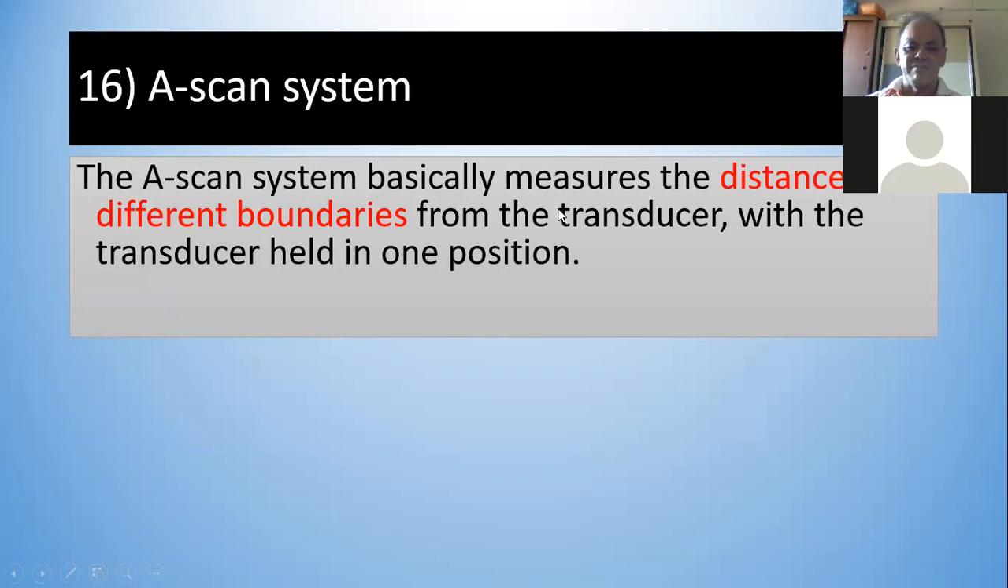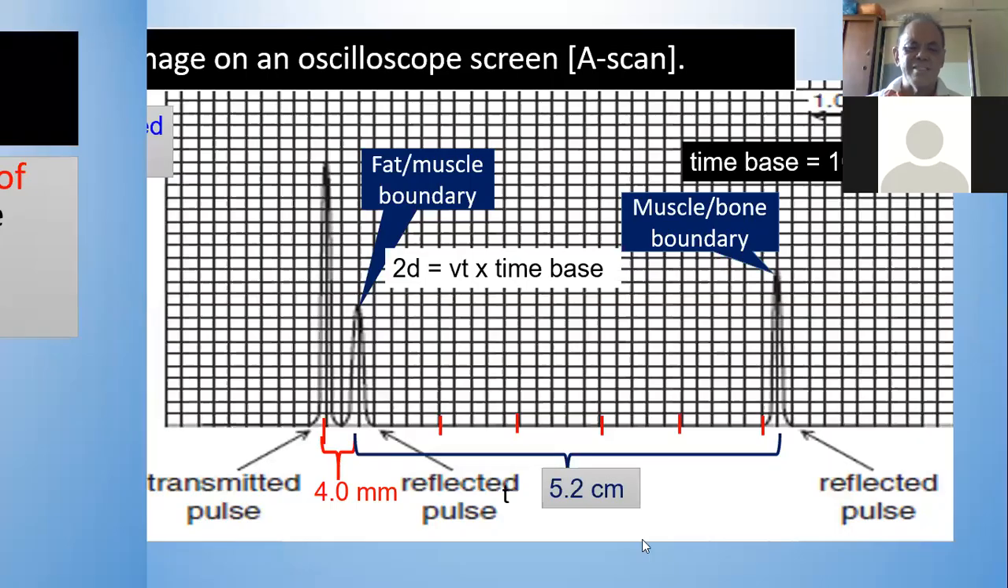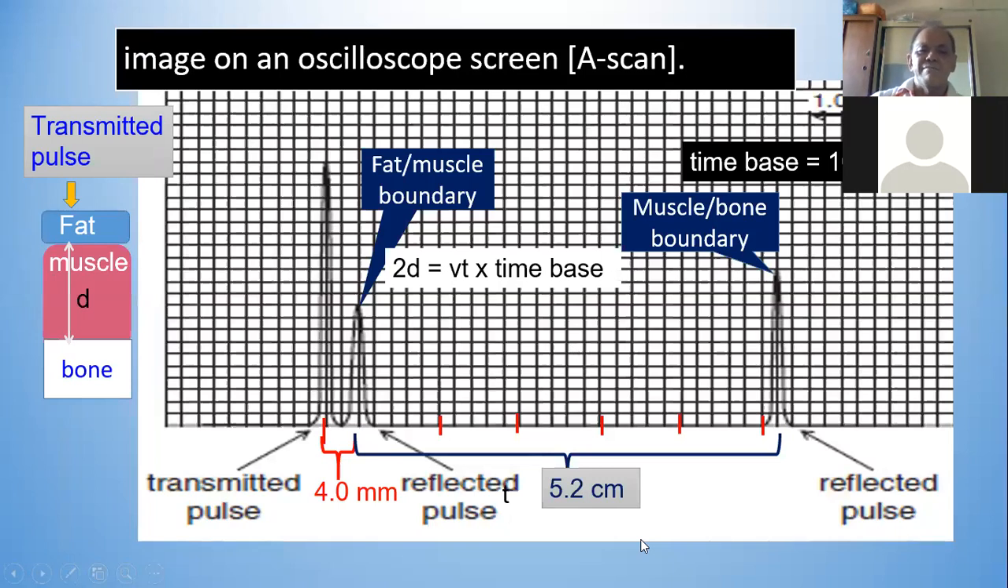Now we are interested in the thickness of the tissue from the transducer, with the transducer being held in one position. There's a typical image on the CRO screen of A scan, where that's the transmitted pulse. Remember, we are always using a gel on the surface, and the transducer sends in the ultrasound. If there's a fat, there's a muscle, there's a bone, and then there's the thickness of the muscle, that's what we see. We will answer this question later on.